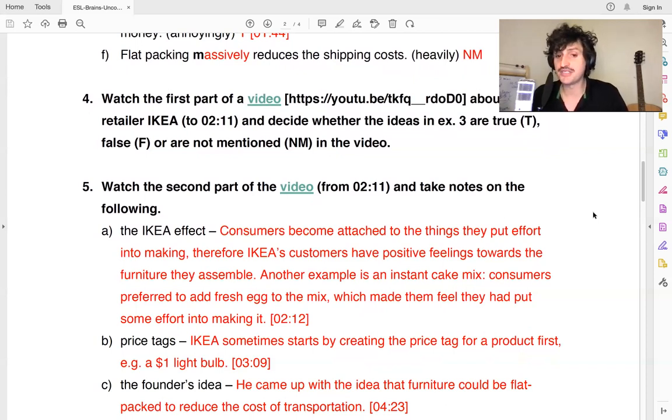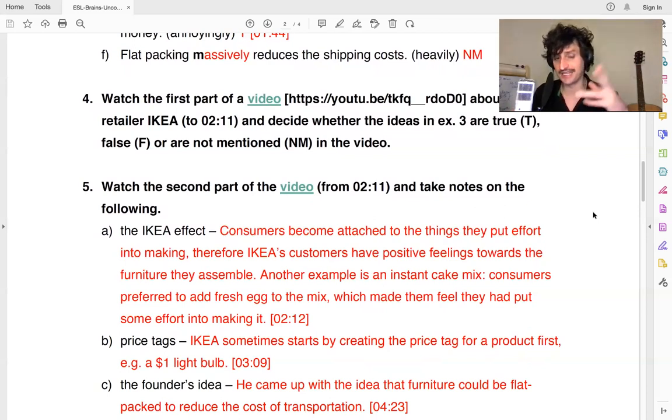Okay. Another example of this is an instant cake mix. They studied this and they realized that consumers preferred to add fresh egg to the mix. And this makes them feel they had put some effort into making it. All right, so this is the IKEA effect.